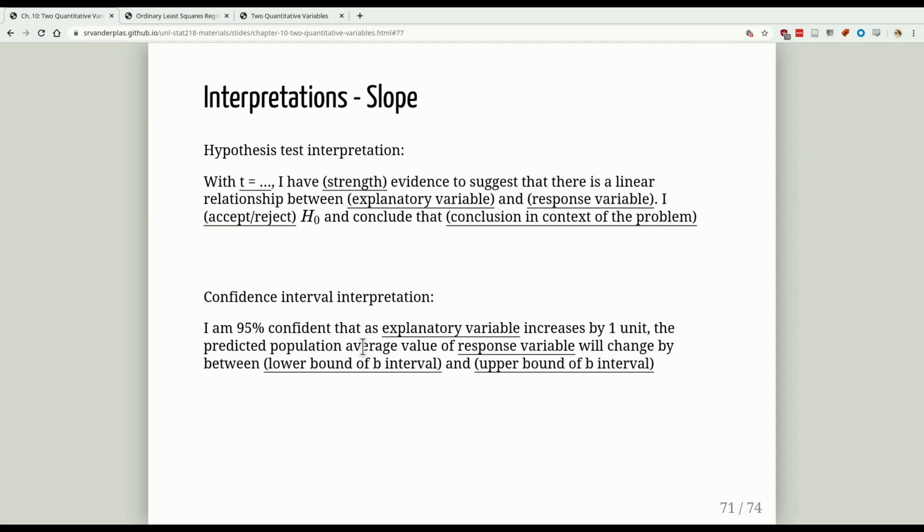If we created a confidence interval for the slope, then we say I am 95% confident that as x increases by 1 unit, the predicted population average value, need all of those words, right, of whatever y is, will change by between lower bound and upper bound of the interval, okay? So we need the predicted to say this is a y hat. The population average value is something that says, okay, we're talking about beta, right? So we're talking about the population version of this regression. And just as a reminder, we're predicting the mean. We're not predicting the value of any single observation, which means that we need to say average value, okay? So those words all matter, okay?